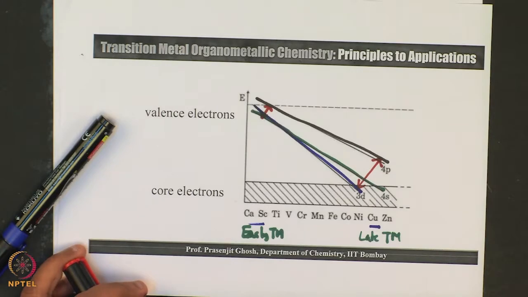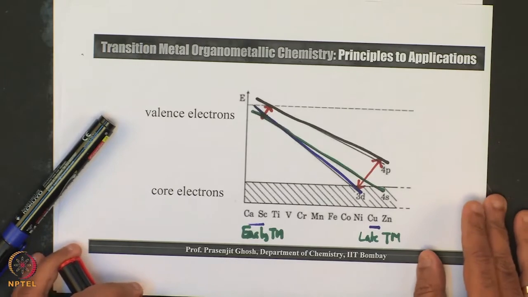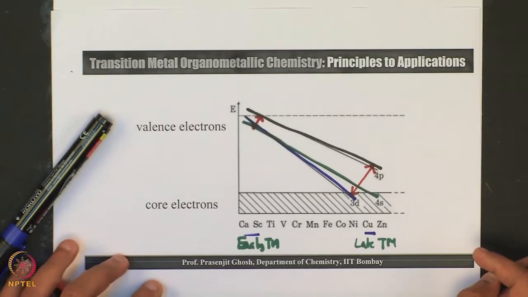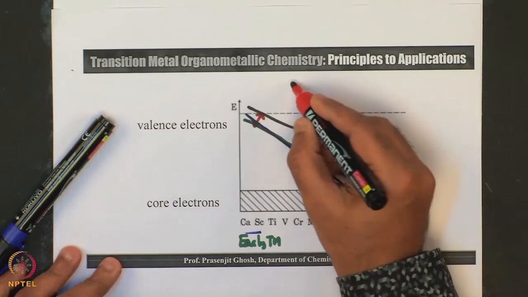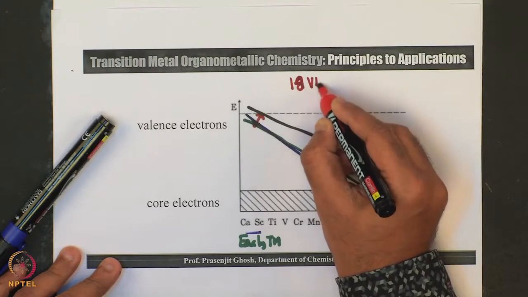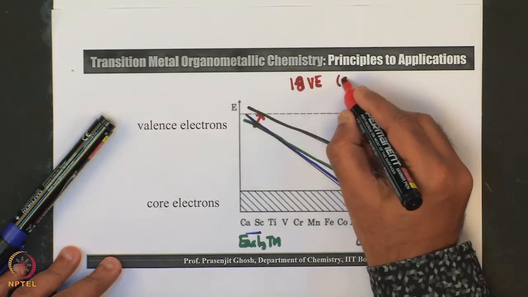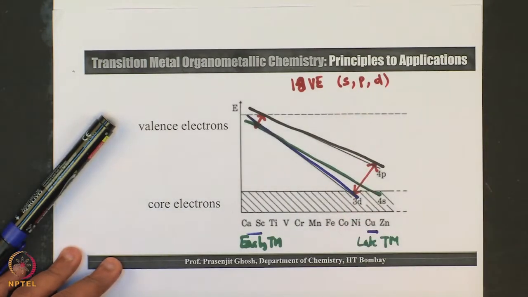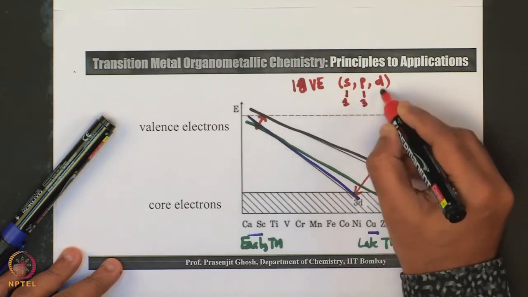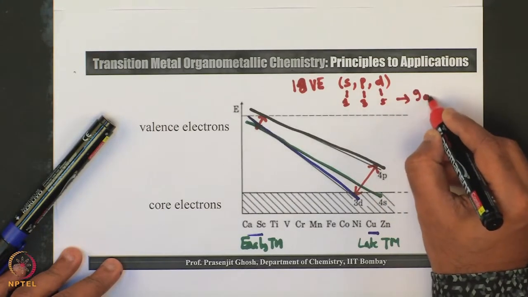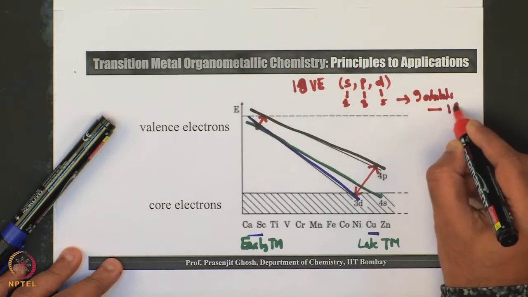As a result, orbital participation of all of these orbitals for late transition metals becomes more difficult, and I must note that for the 18 valence electron rule to hold, participation of all s, p and d orbitals is required, because there is 1s, 3p, 5d, having 9 orbitals, leading to 18 electrons.